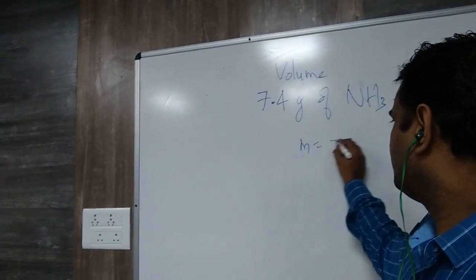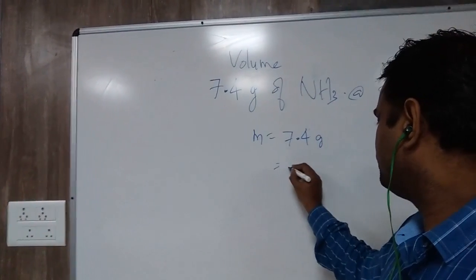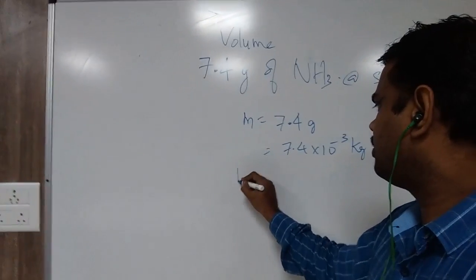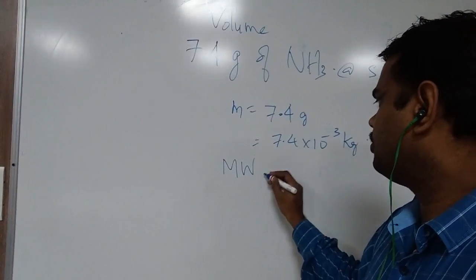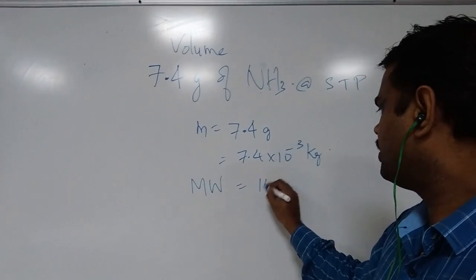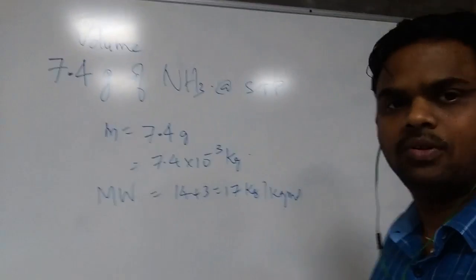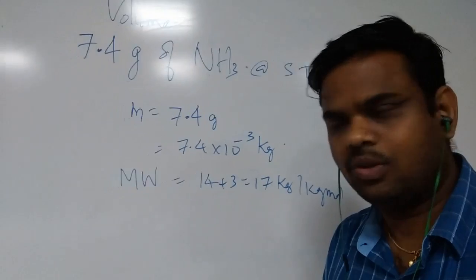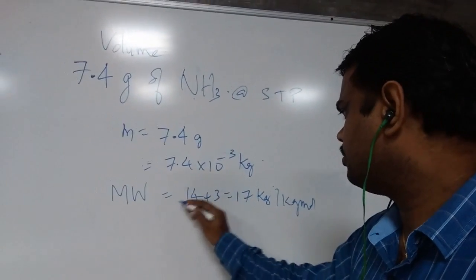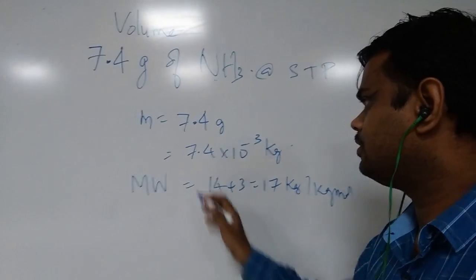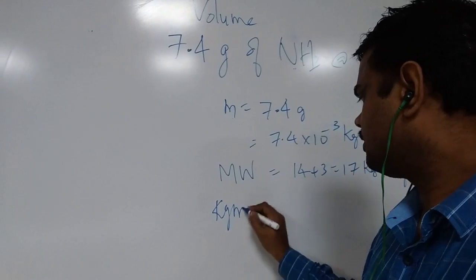So first, the mass is given: 7.4 grams equal to 7.4 into 10 power minus 3 kg. Okay, what is the molecular weight? The molecular weight of ammonia is 14 plus 3, 17 kg per kg mole. Nitrogen 14, hydrogen 1, 1 3 are 3, 14 plus 3, 17 kg per kg mole. So we can get kg moles here.